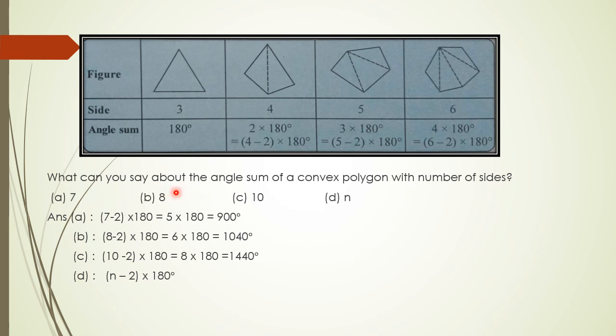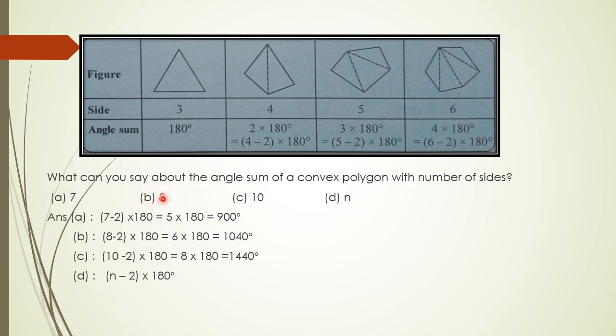Now what can you say about the angle sum of a convex polygon with number of sides? First one A, 7 sides, number B, 8 sides, number C, 10 sides, and number D, n sides. So let us find one by one. First one A, 7 sides. So angle sum of a convex polygon with 7 sides equal to 7 minus 2 into 180. 7 minus 2 is 5. 5 into 180 is equal to 900 degrees.